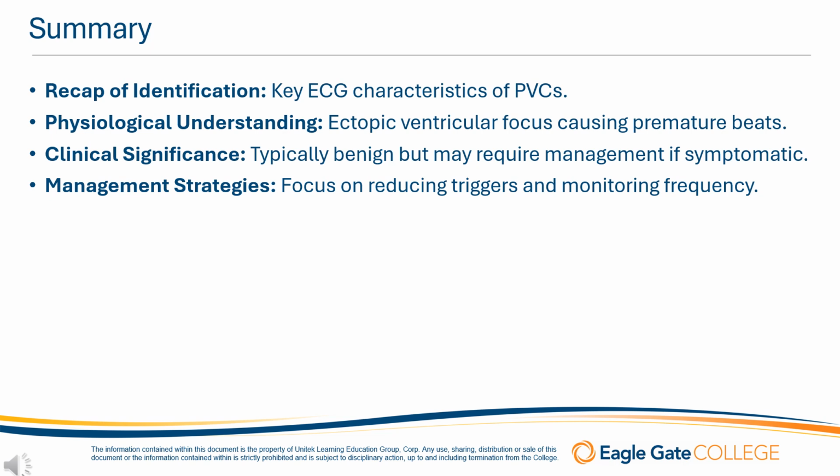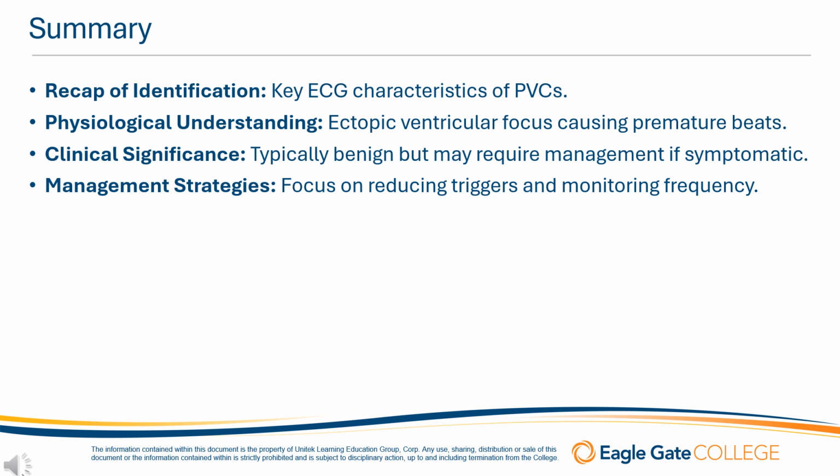PVCs cause an irregular heartbeat due to the premature contractions. PVCs are characterized by QRS complexes that are wider than normal, typically greater than 0.12 seconds, and these complexes appear abnormal and are not preceded by a P wave. Following a PVC, there is usually a compensatory pause where the heart resets its rhythm before the next regular beat.